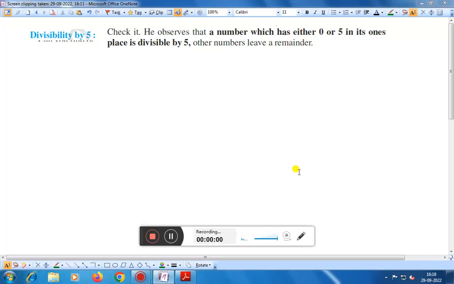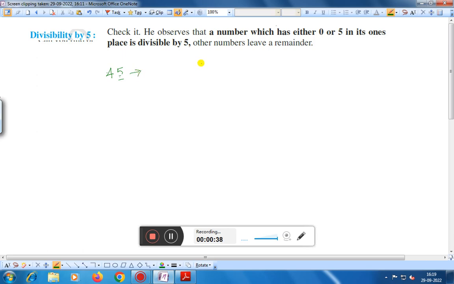Hello friends, today we shall discuss divisibility by 5, the rule of divisibility by 5. A number which has either 0 or 5 in its ones place is divisible by 5, right? For example, suppose the number is 45. Here the last digit is 5, therefore it will be divisible by 5.